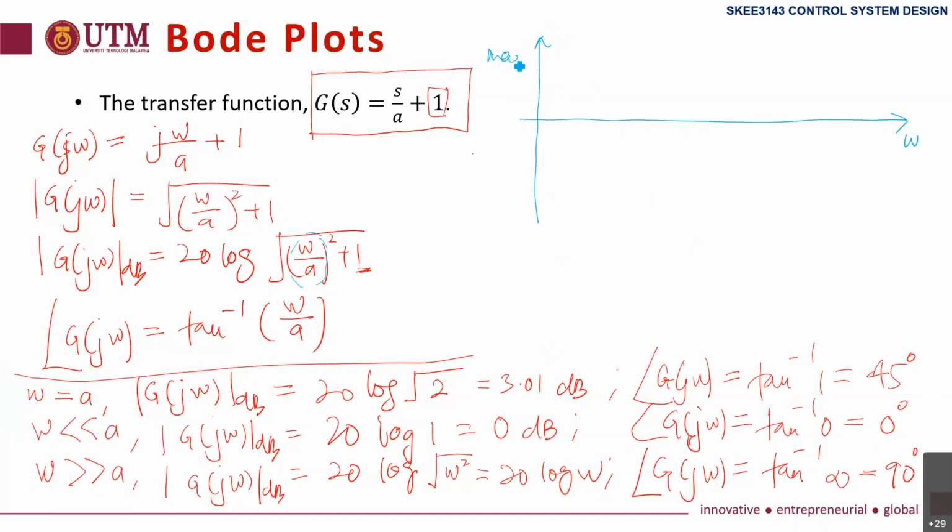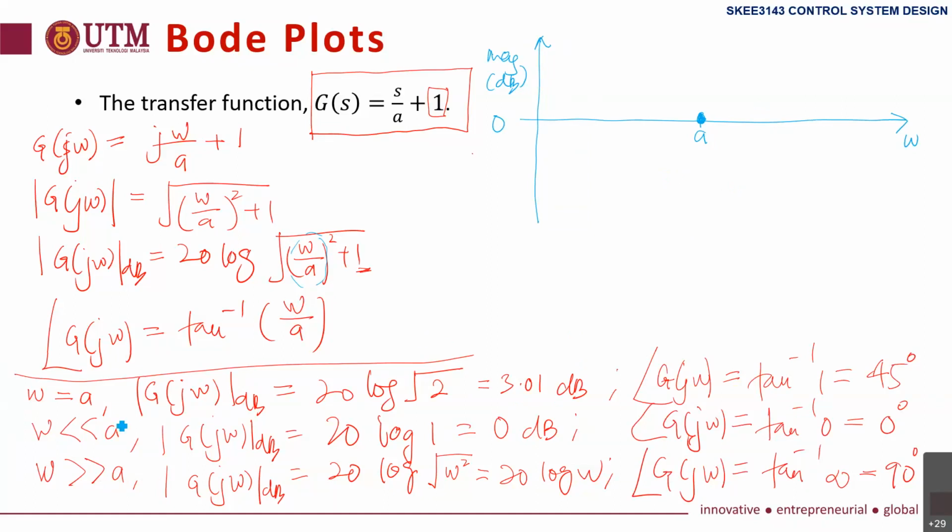Magnitude in dB. Here 0 dB. Okay, when omega equals A, the magnitude is about 3 dB. So it's actually here, 3 dB. But in the straight line approximation, we will assume it's here. It is almost 3 dB, and 3 dB is near to 0, so we just put 0 first.